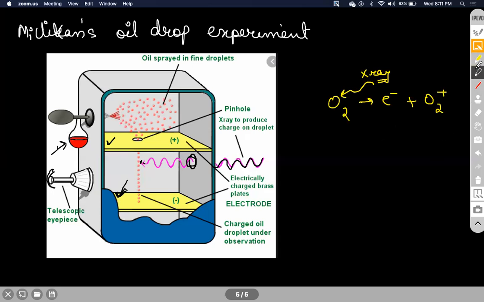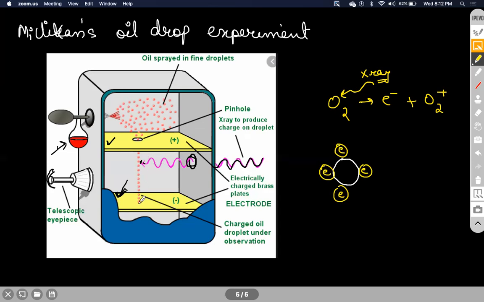Now observe the oil droplet. Around it, electrons will get accumulated: 1 electron, 2 electrons, 3 electrons, 4 electrons. As I told you, there is a low pressure gas particle. The X-ray will strike it, electrons will be emitted, and these electrons will go and stick to the oil droplet.